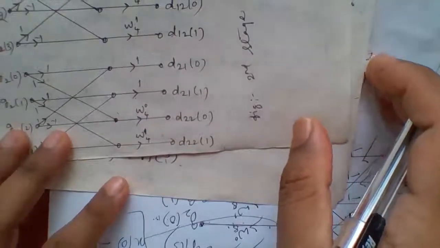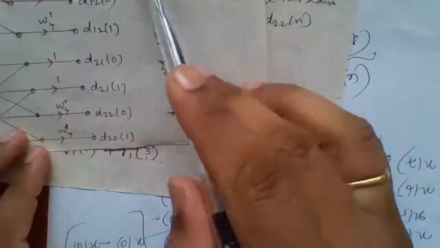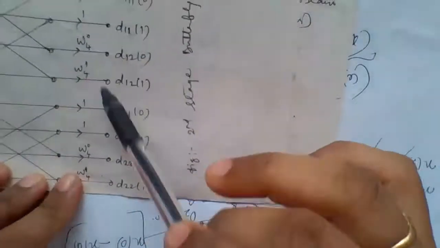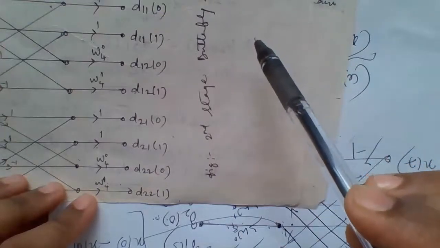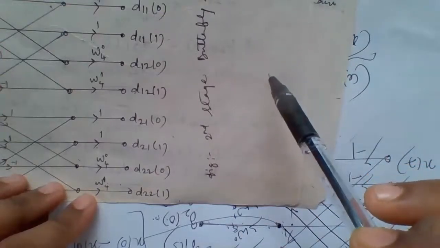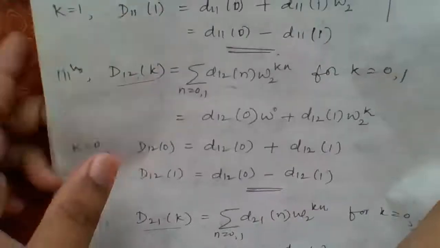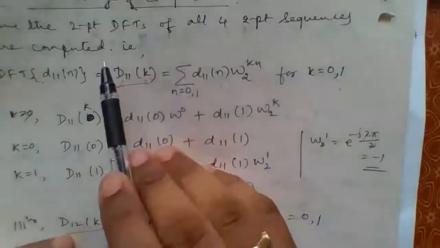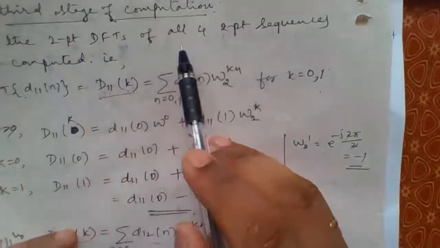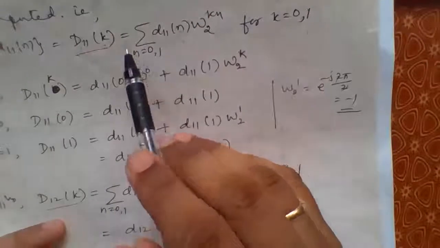Still one more stage is there. In the last stage, by taking all these D sequences as inputs, we are computing the 2-point DFTs. So going to the third stage, in this third stage all the 2-point DFTs are computed. What are those DFTs?